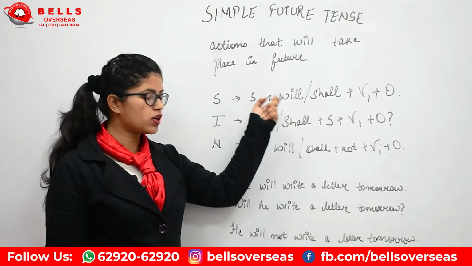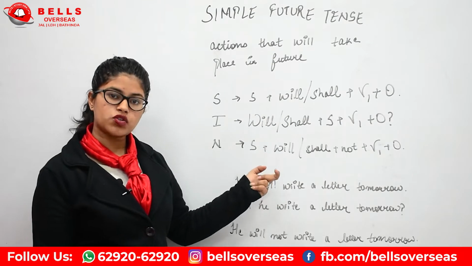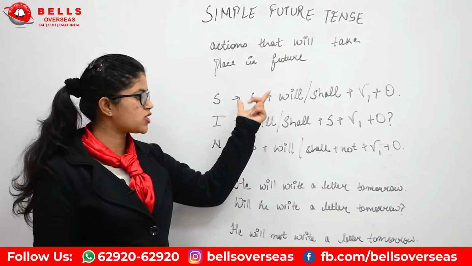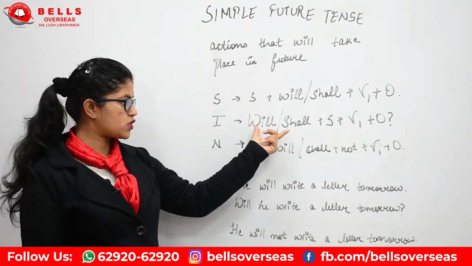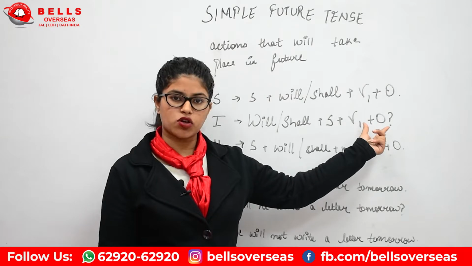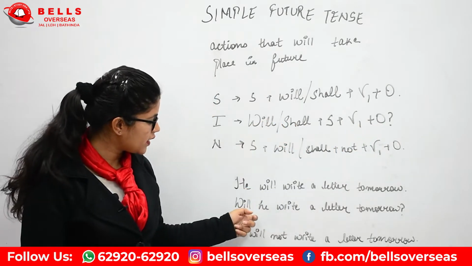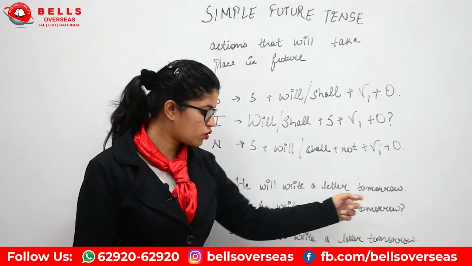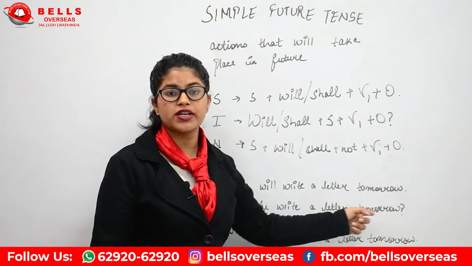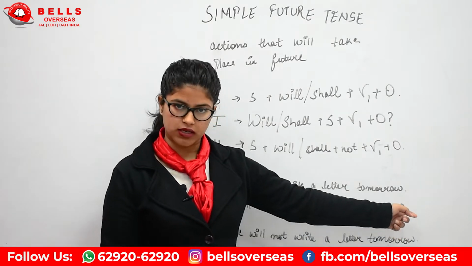Now when I have to turn it into interrogative, again the same trick I'll apply. I'll just pick up my helping verb and place it before the subject. It is will shall plus subject plus verb first form plus object. That is, will he write a letter tomorrow? Will shall, subject, verb first form and object with a question mark at the end.